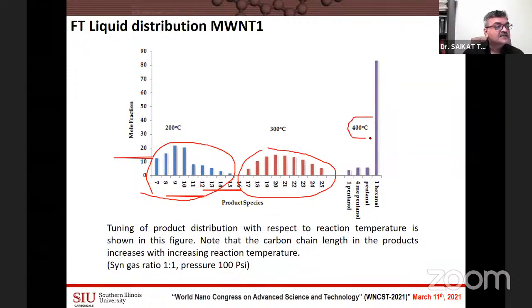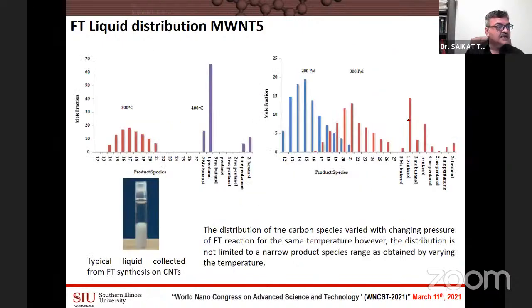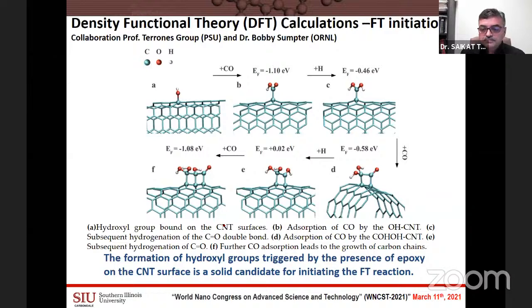So you run the reaction at higher temperature, you can get selectivity of different kinds of liquid fuels. And not only that, you can change the pressure and you can see that the distribution changes. And of course, this is a collected liquid fuel from one of our experiments, and this is wax, which is settling down. So what theory predicts, this is a collaboration with Penn State and Oak Ridge National Lab.